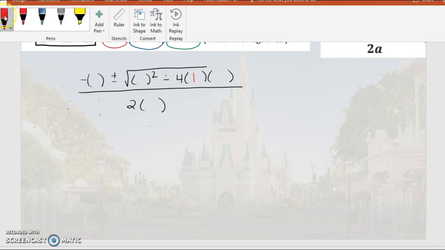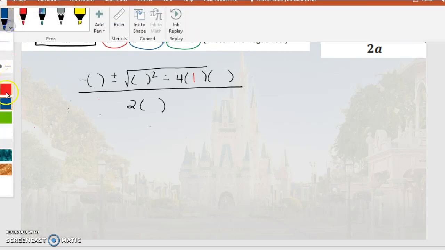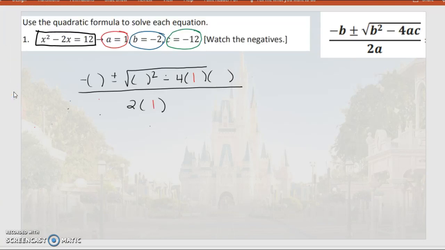That's it. So let's grab blue. Oh, I'm sorry. A does go at the bottom. A goes here as well because it's 2A.